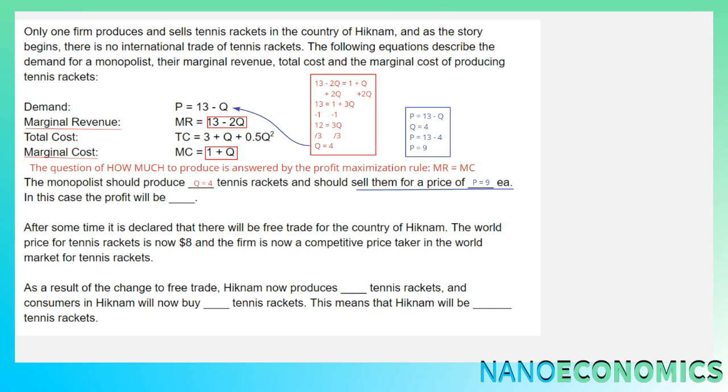And in this case, in order to determine profit, what we're going to want to do is compare that to the average total cost, or we could find total revenue and subtract total cost. So I'm trying to decide, should we do it both ways? Yeah, what we'll do is we're going to get profit.